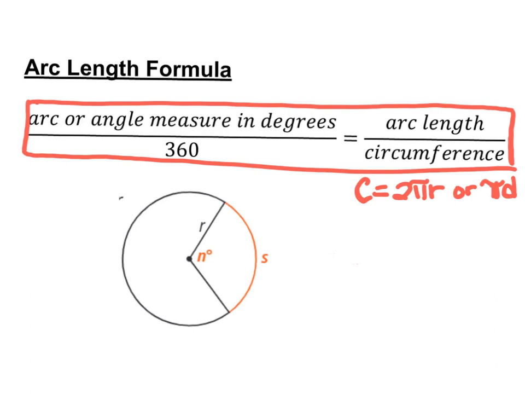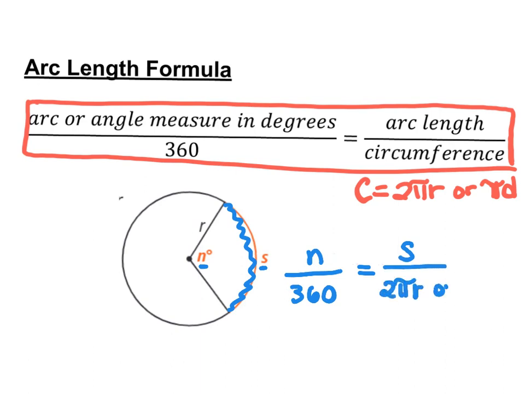So if we're going to model this with the example shown below, the arc or angle measure is the value of n over 360 equals the arc length, which is this value of s, over the circumference, which you can either treat as 2 pi r or pi times the diameter.